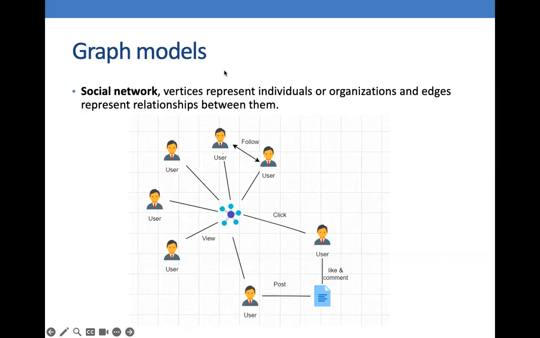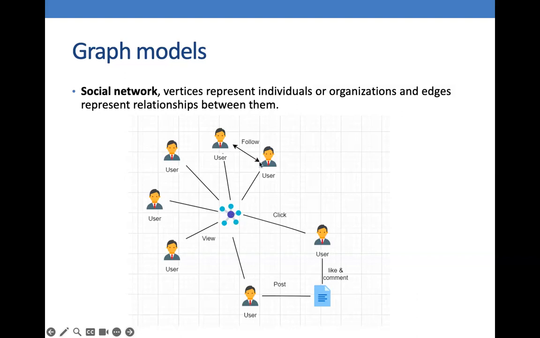And we can also use graph modeling to represent social networks. We can use the vertices to represent individuals or organizations, and the edges to represent the relationships between them. For example, this is a social networking site, and the users connected to it are those who are using the social media network. But in this case, this user simply viewed the social media site, and the rest of the users actually have accounts.